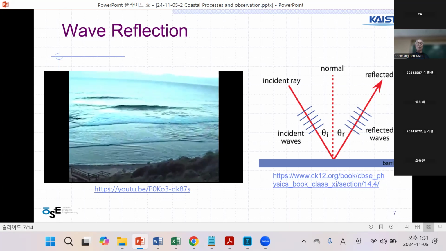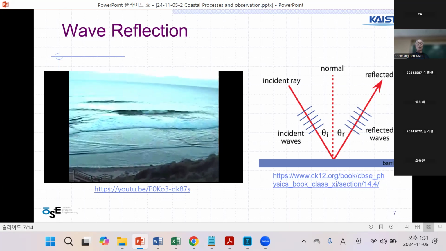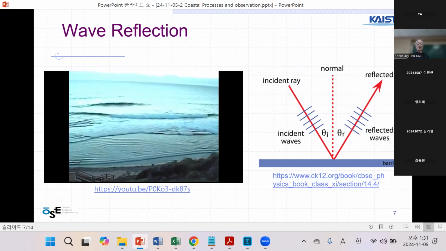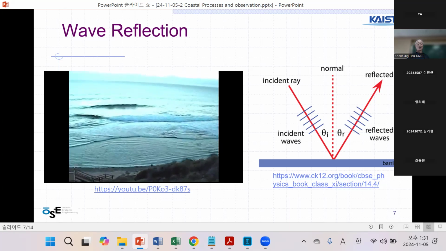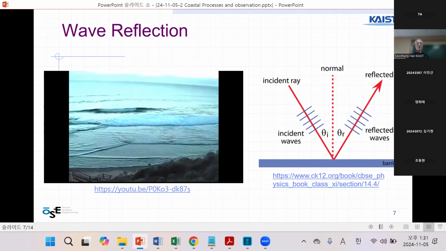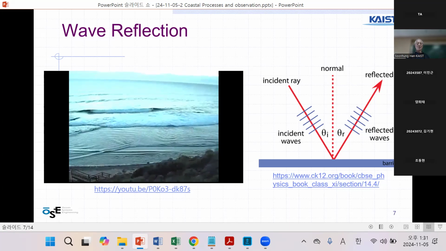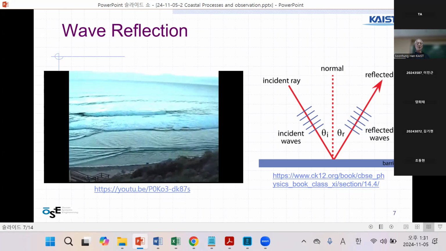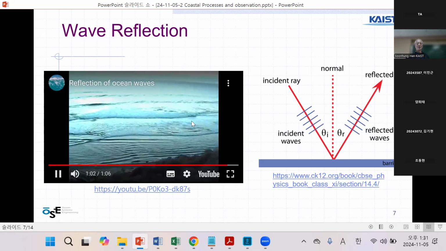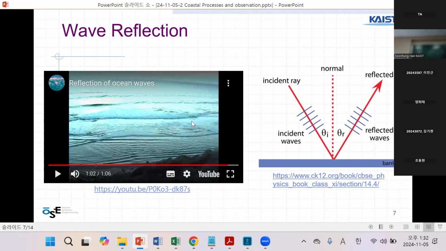Now, while they bounce back out, you can see the incoming wave interacting with the outgoing wave. What do we call it when one wave interacts with another? Let me think. Wait a second. There's also interaction between them, right? Oncoming waves and outgoing waves interact with each other.